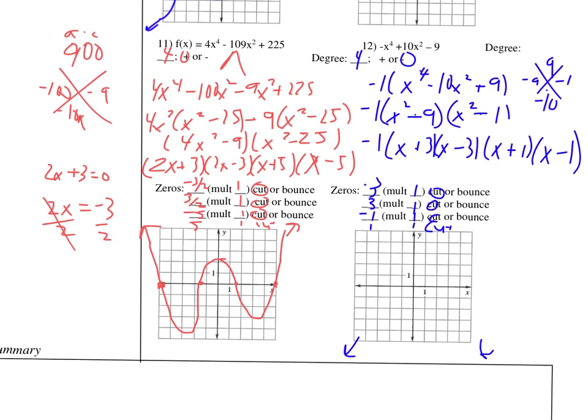I'm not doing anything for that negative 1 out front. It's not a zero, but it did determine that it was a negative leading coefficient instead of a positive, okay? So now we have negative 3, negative 1, positive 3. They're all cuts. We're going to cut through, cut through, cut through, cut through.